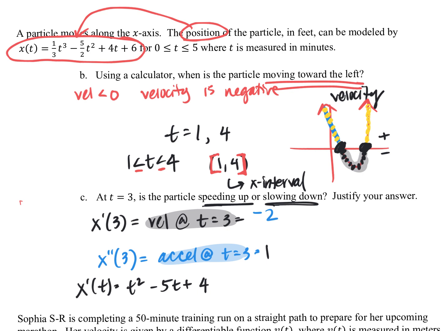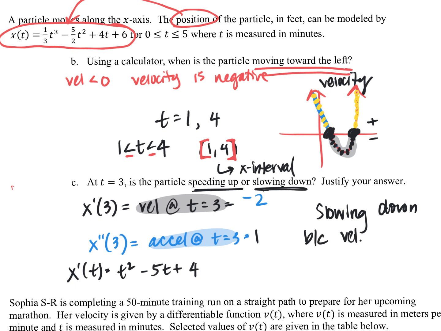Okay. Hey, J-Bro, look at these signs. 1's negative, my velocity's negative, my acceleration's positive. Therefore, speeding up or slowing down? Slowing down. And this is how we say it. The justification. We're going to say slowing down because velocity and acceleration, or you could have said x prime of 3 and x double prime of 3, however you want to say, have opposite signs. And the key is letting us know when at t equals 3.